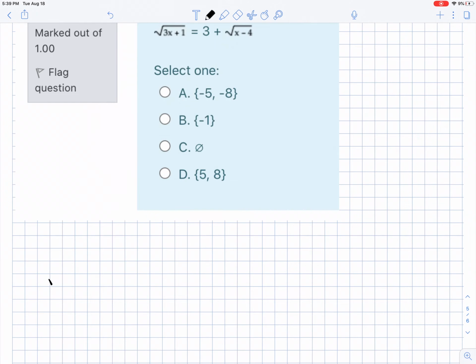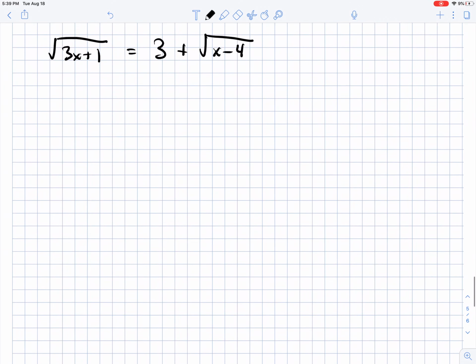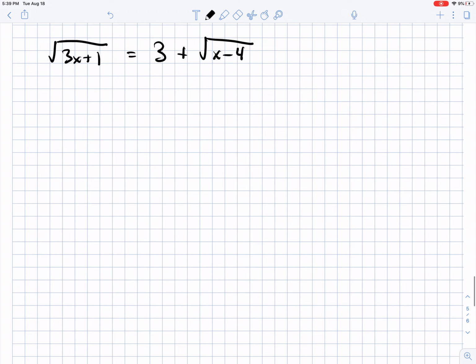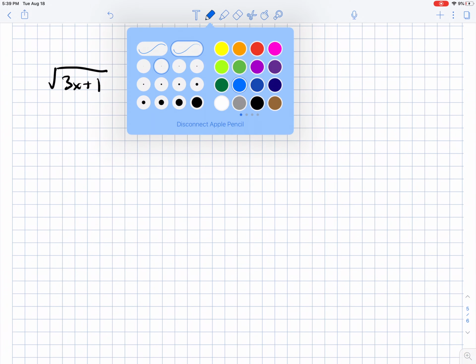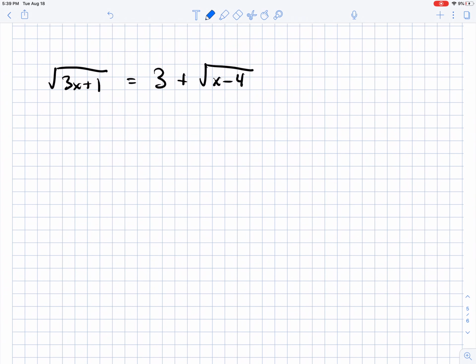So we have this square root of 3x plus 1 equals 3 plus the square root of x minus 4. Okay, so whenever we're solving radical equations, the first goal is to isolate one of the radicals. That's already happened here. So then the next thing that we want to do is, in this case, we're going to square both sides. All right, square this and square this.